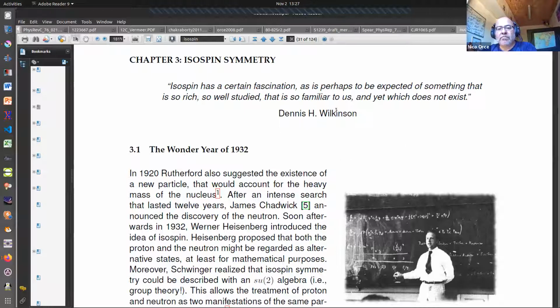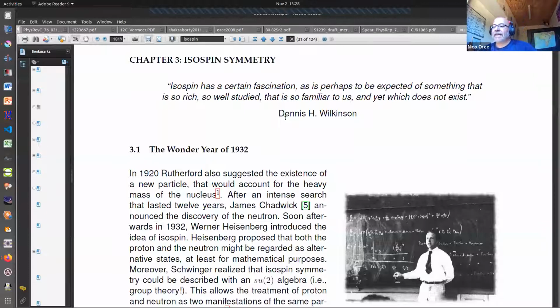But as Sir Dennis Wilkinson wrote in his book, which I have here, this book is probably also in the library. It would be nice to get, it's a thick book. The editor is this guy, Wilkinson. It's Isospin in Nuclear Physics. As you can see, it's signed by the same Sir Dennis Wilkinson, with regards and every encouragement, Dennis Wilkinson.